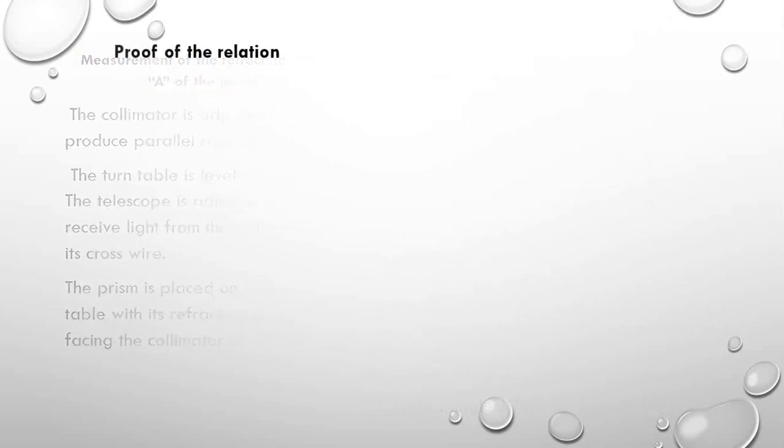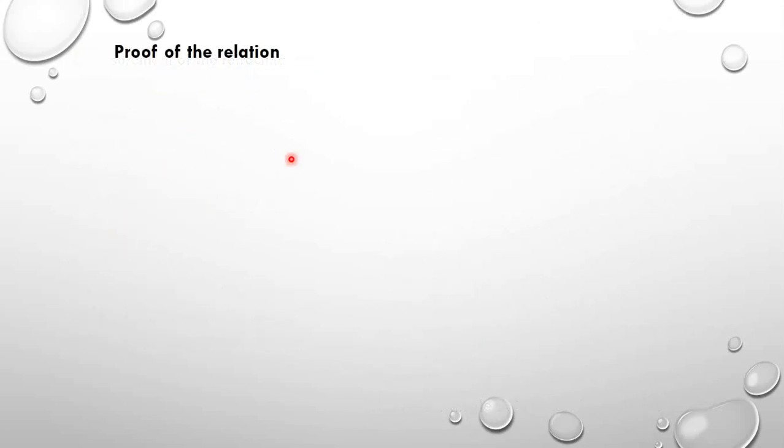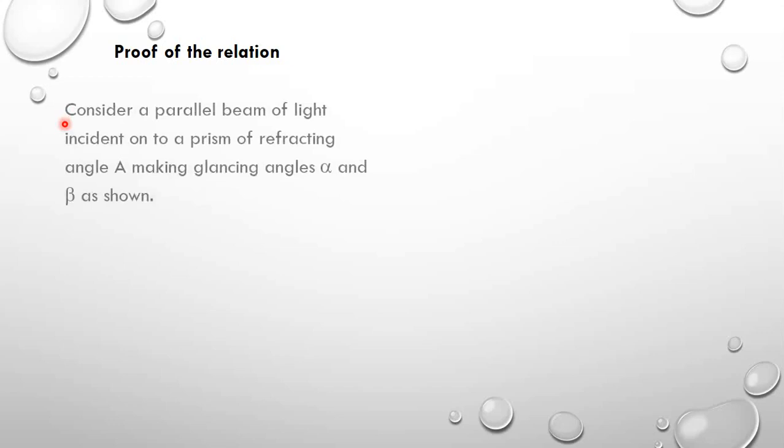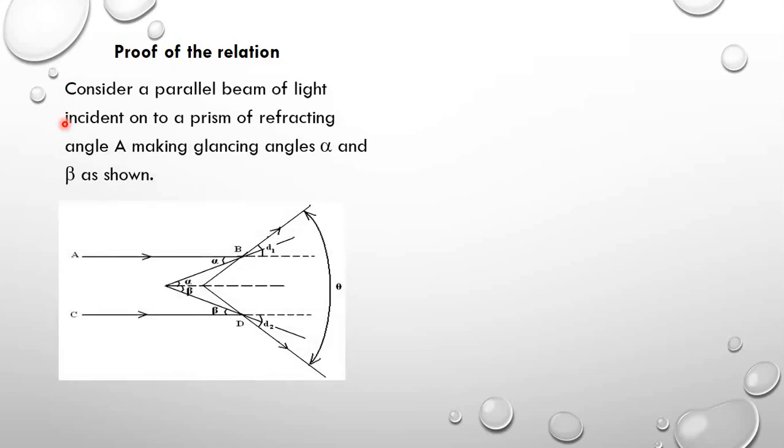Let's look at the proof for the relation, that is A is equal to theta divided by 2. So here we are going to consider these two rays of light incident on the prism, making glancing angles alpha and beta respectively, as shown here. So we are going to see that this is alpha, and if this is alpha, then this is also alpha. So the glancing angle here, alpha, is going to be equal to this because they are alternate angles, and this is the glancing angle beta for this.